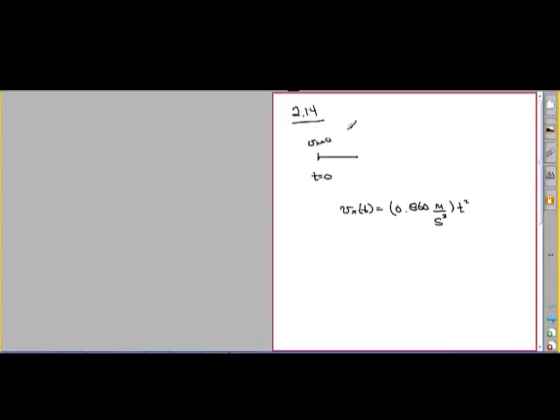So the question is, what is the... well, first you've got to figure out what time the car is going 12 meters per second, and then you can use that time to calculate the acceleration by taking the derivative of the velocity to find the acceleration. So make sure I'm not getting ahead of myself here.